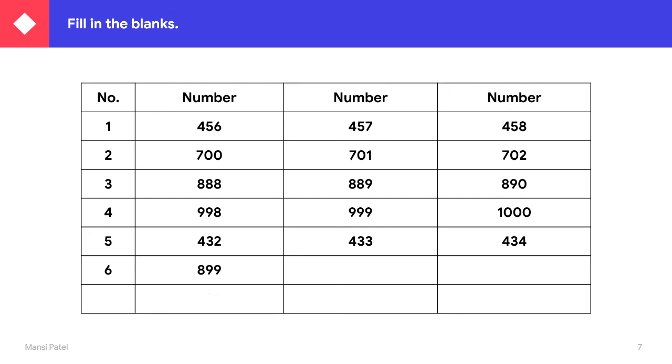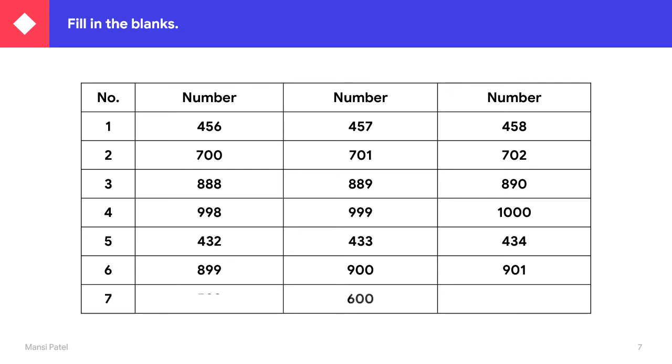Next, 899. What comes after 99? It's 100. So in the place of this 99, we have to put 00 and just add 1 to 8. So 8 plus 1, it's 900. So after 899, 900, and after this 900, it's 901.